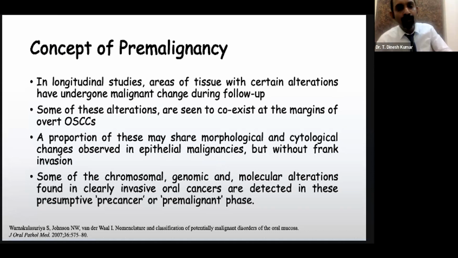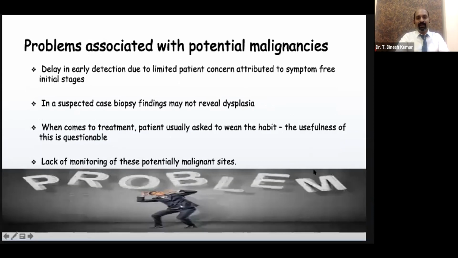Okay, so now what is this concept of oral malignancy? This concept of denoting some lesions or disorders of the oral mucosa as precancerous is based on the evidence that some tissues where these alterations are present have undergone malignant change when they were followed up. And second, some of these alterations are seen to coexist at the margins of oral squamous cell carcinomas. A majority of the lesions share morphological and cytological changes observed in the epithelial malignancies, but without frank invasion. We will talk about frank invasion in the coming slides. And some of the chromosomal, genomic, and molecular alterations found in clearly invasive malignancies are detected in these presumptive precancer or pre-malignant phase. So that is why a few of these lesions were referred to as pre-malignancies.